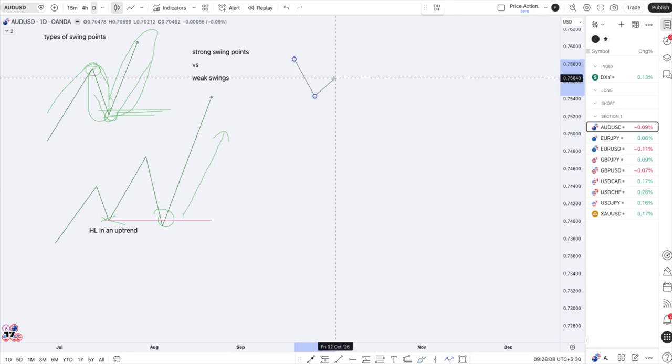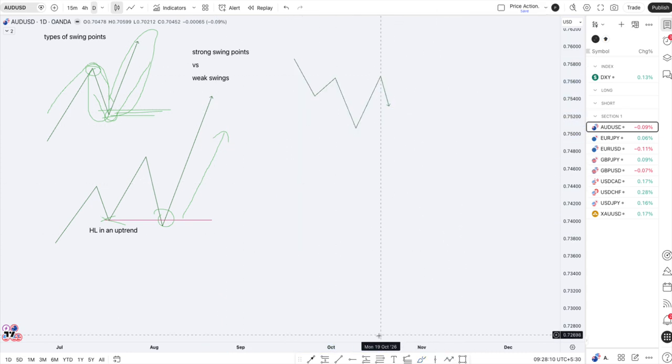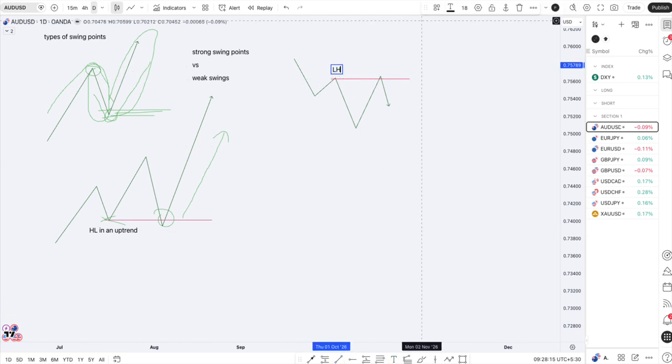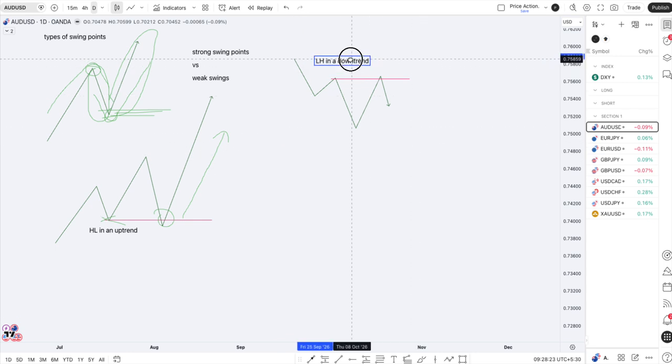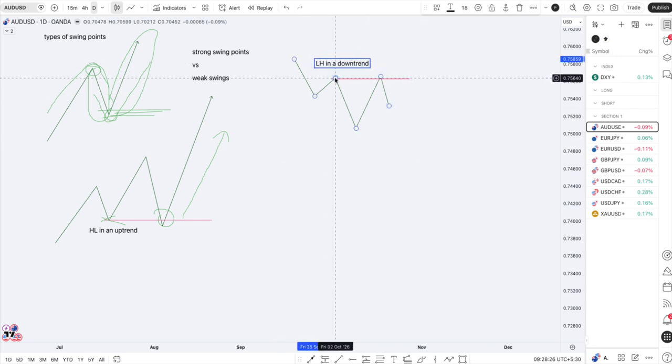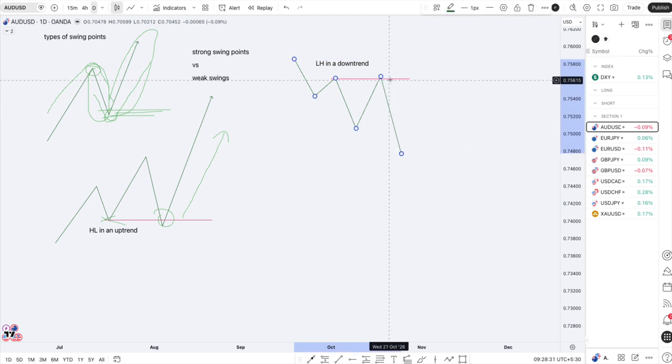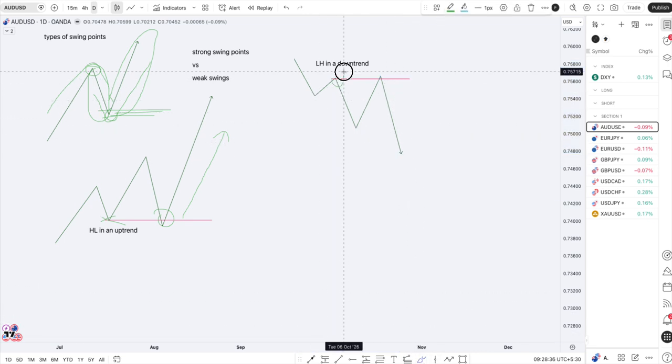Similarly, in a downtrend, the lower high will be a strong swing point. And when price comes back, it will act really violently, so it will go down by a lot. Again, we cannot predict this, but we can wait for price to come back to this level. We have a level in our mind, and then we can sell from here.